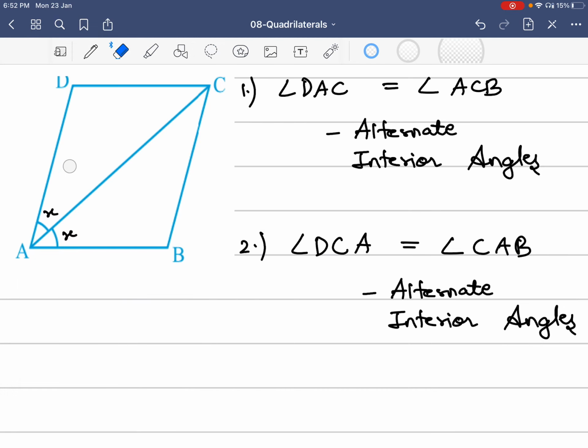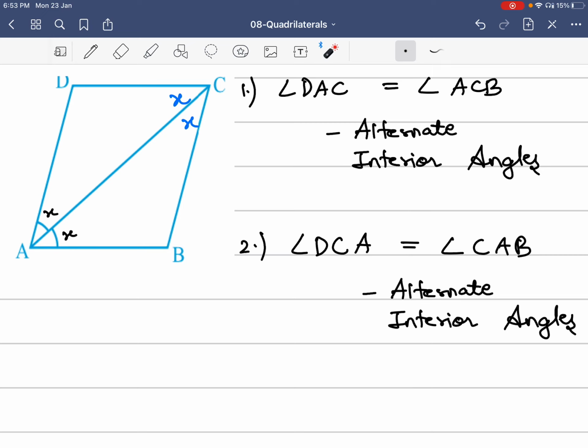So focus on this statement: angle DCA is equal to angle CAB. But what is angle CAB? Sorry, we have to change this. Angle CAB is x, so this will also be equal to x. Similarly, this also will be x, from this statement: ACB is equal to DAC. So this angle is x, this angle is x, which obviously means that angle C is also bisected.